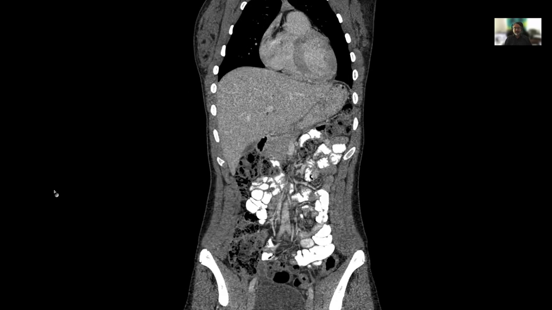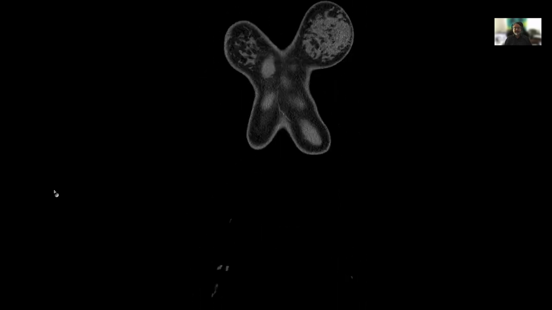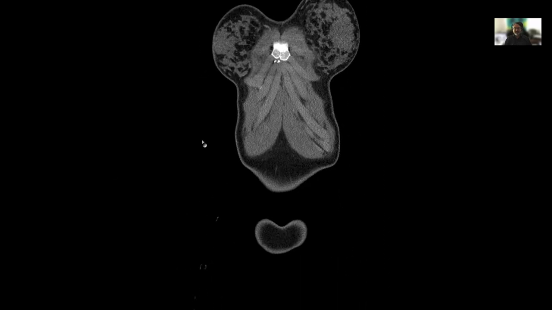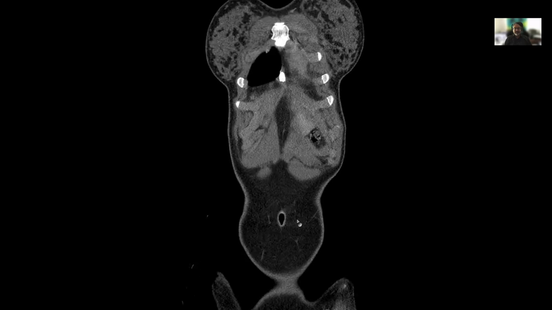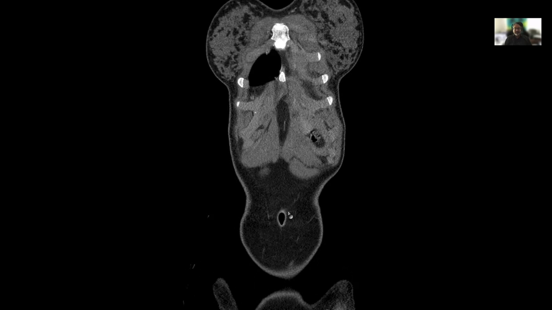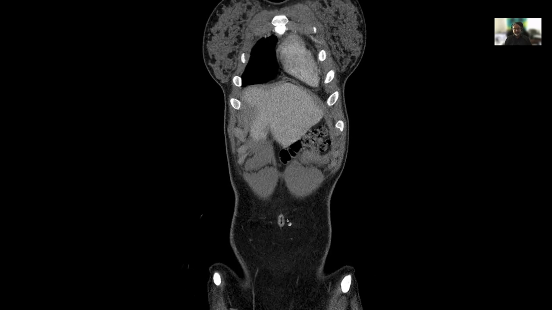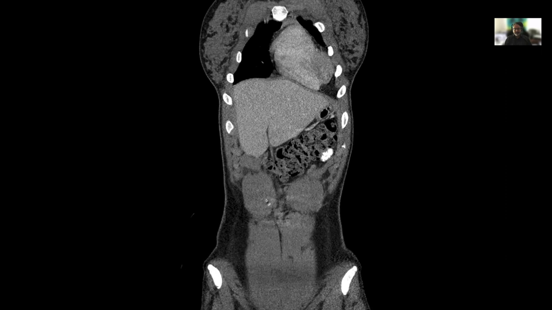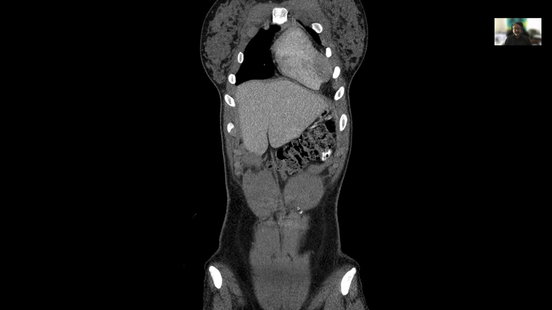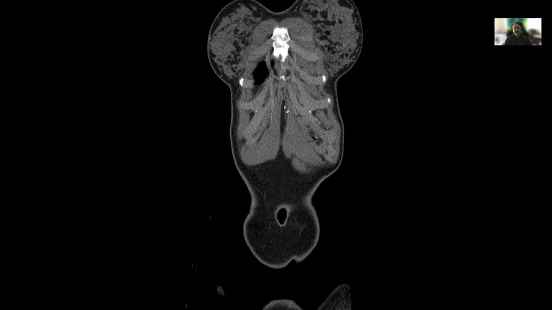In the coronal view, absolutely. Let's start from the most anterior. You can see the ribs here, the anterior abdominal wall here. You can see the umbilicus there. Now you can see the rectus abdominis. Okay, so you can see the liver and the heart. But you can see a bit of gut.